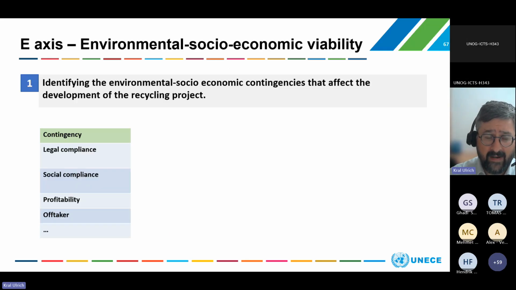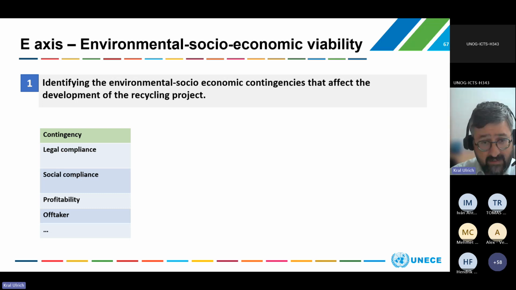So how could it work in practice? Let's go through these individual axes. I'm starting with the E-axis, followed by the F-axis, followed by the G-axis. If we're looking at the environmental, socio-economic viability, the first point is you start to map the contingencies that affect the development of the recycling project. A contingency is also called a modifying factor in the Grisco template, or it's the enablers and the barriers that are on the table for developing the recycling project.